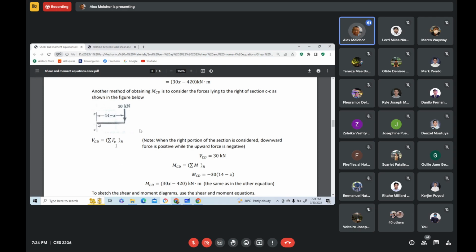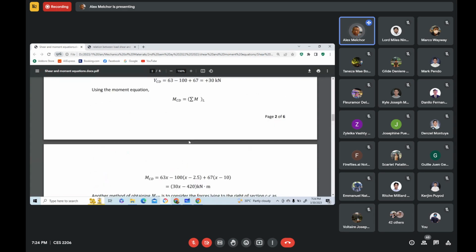So always remember that if you are considering the right portion of the section, an upward force is negative, while a downward force is positive. Okay? To the right portion of the section, I repeat, to write the shear equation, the force that is acting downward is positive, the force that is acting upward is negative. So we have only one force acting to the right. That force there, 30, and that is downward, so positive. So we have here positive 30.